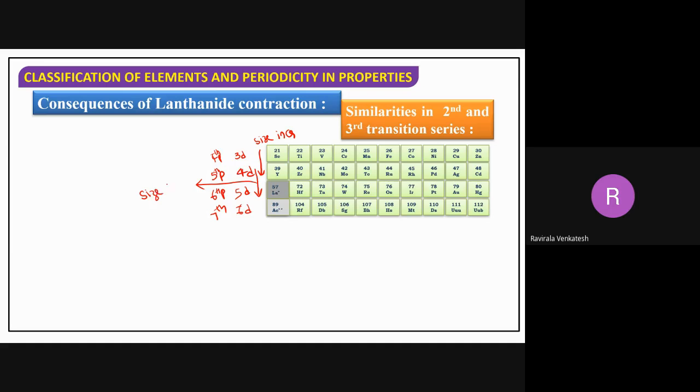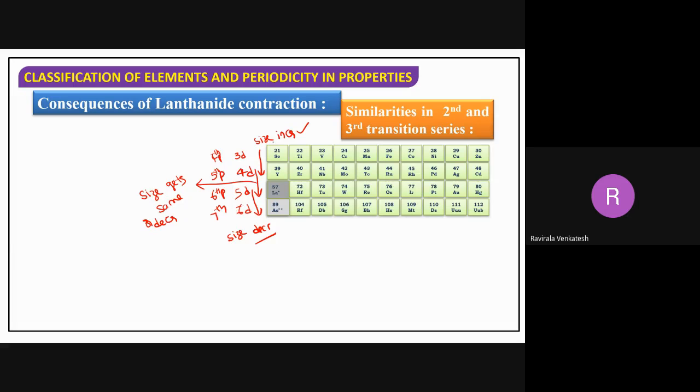Size becomes the same, or slightly decreases. Similarly, from 5D series to 6D series, the size suddenly decreases. So what are you observing here? Generally, when you move down in a group, size should increase actually. But because of lanthanoid contraction, the size is staying the same or decreasing very slightly.